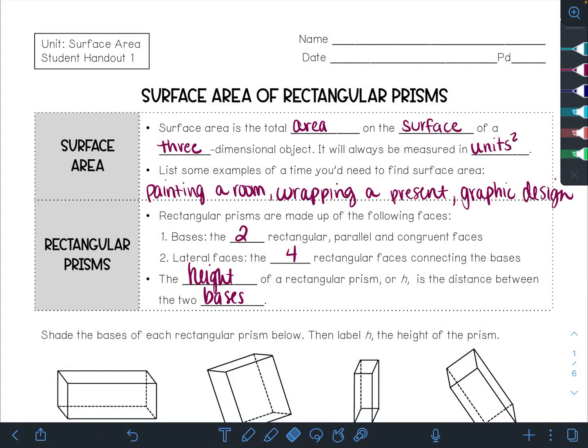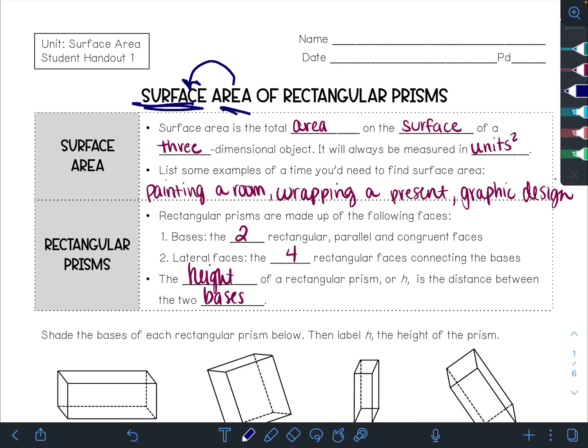Okay, so we are going to start looking at surface area of rectangular prisms. You didn't have to wait for me to write all this stuff out. I'm just going to go over it with you. You can pause the video and write these things down. So surface area is the total area on the surface of a three-dimensional object, hence the whole surface and then area. It's basically the area of all of our faces.